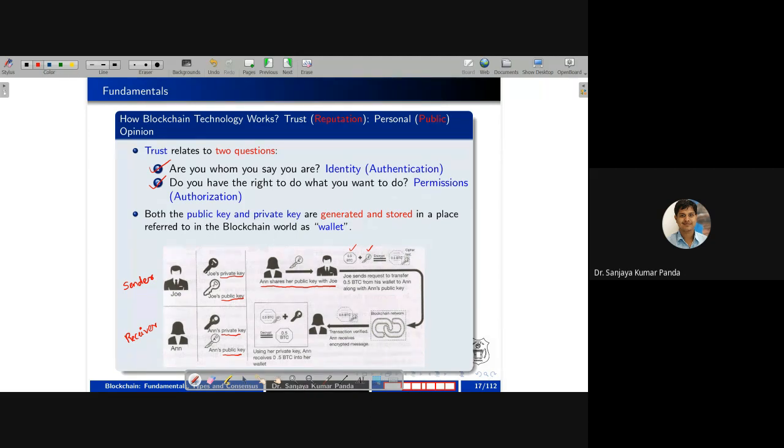Once it is received, N is going to verify that particular transaction, and N receives the encrypted message and decrypts it, right? How will she decrypt? Using her private key, right? How can you read your email? Suppose I have sent an email to you. You can read that email using your private key. So Anne uses her private key and receives this 0.5 BTC in her wallet.